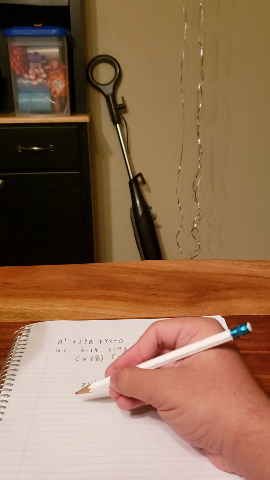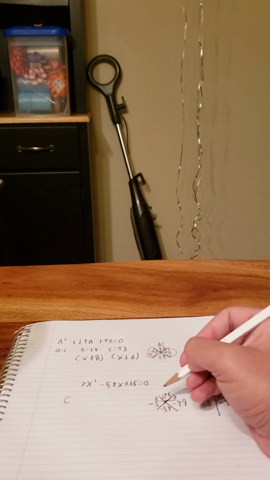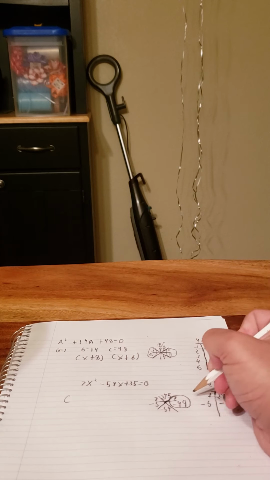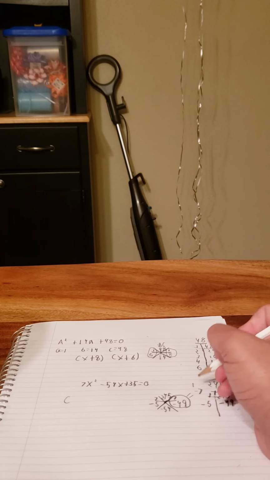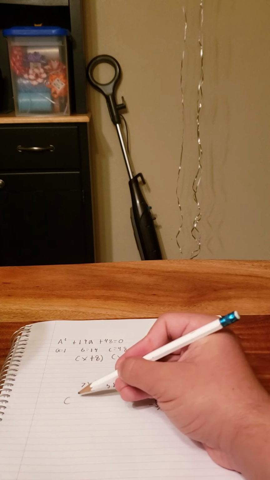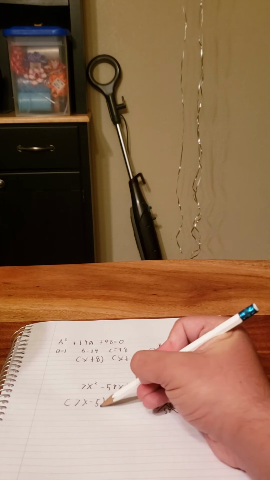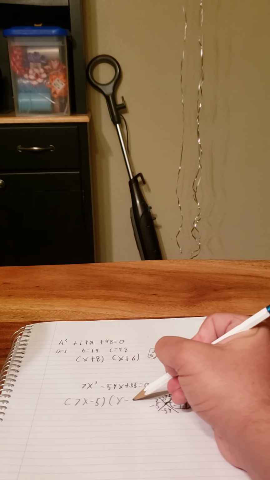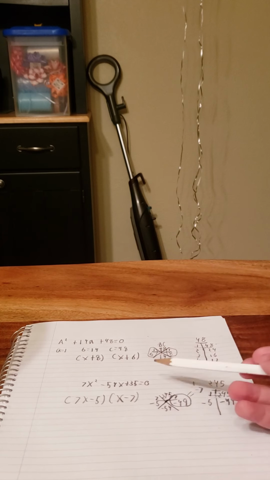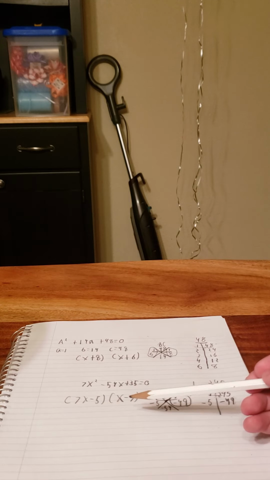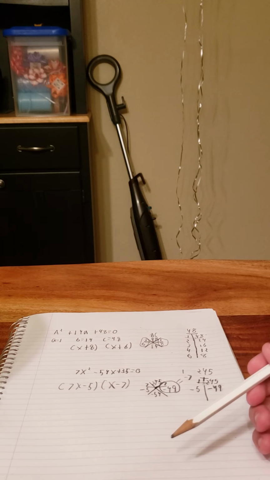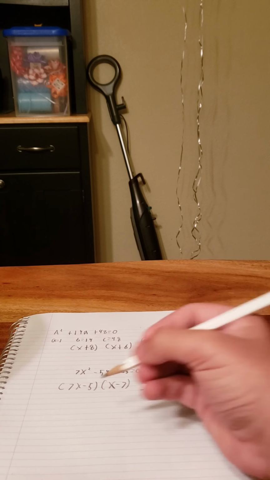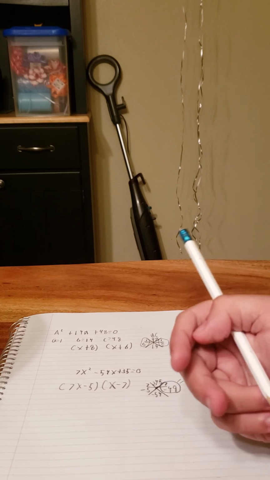So with this right here, we can reduce it by 7, which would equal 1 and negative 7. So it will be 7x minus 5, parentheses x minus 7. And so, let's do another example.